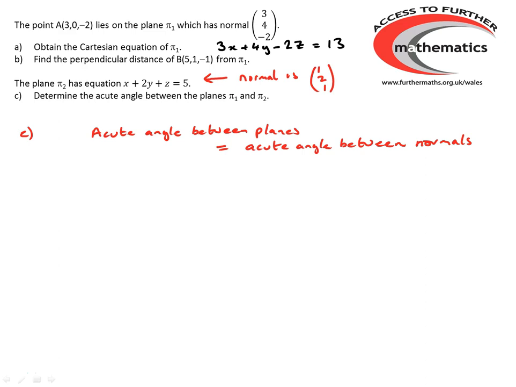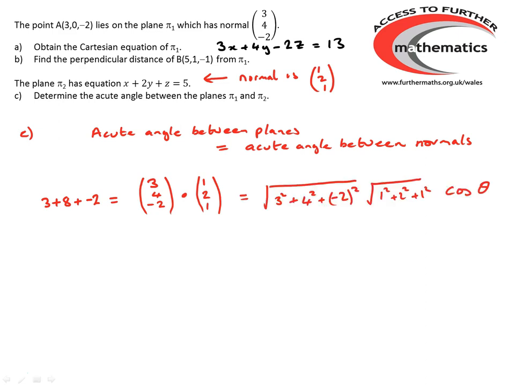So using the scalar product, we have 3, 4, minus 2 dot 1, 2, 1 is the same thing as 3 times 1 plus 4 times 2 plus minus 2 times 1. So that is 3 plus 8 plus minus 2, or in other words, 9. But that is also the length of the first vector, which is the square root of 3 squared plus 4 squared plus minus 2 squared, times the length of the second vector, which is the square root of 1 squared plus 2 squared plus 1 squared, times the cosine of the angle between the two vectors.